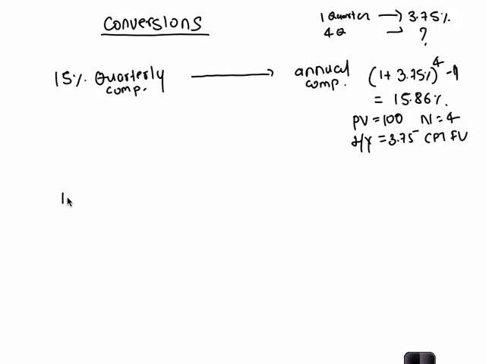Now we have 17% compounded semi-annually. Convert that to a monthly compounded rate. 16.4. How much? It will be less than 17. Compounding frequency increases, so the rate should be lesser to match up.